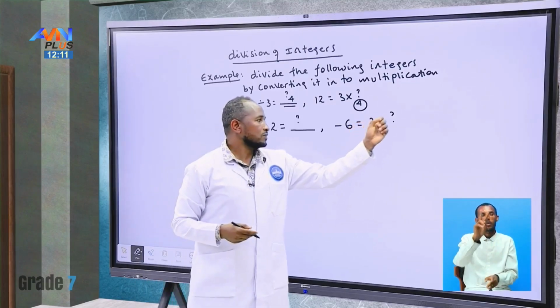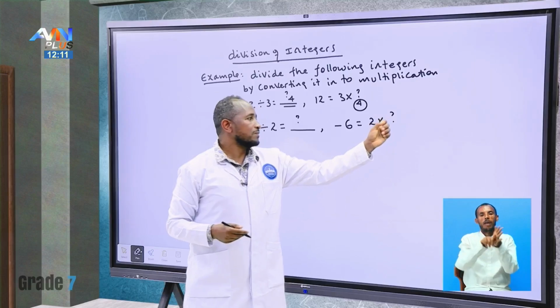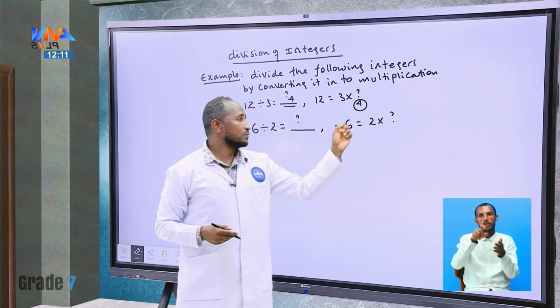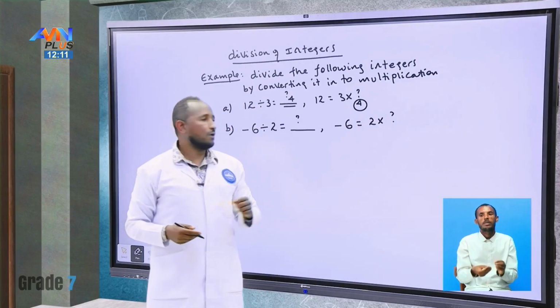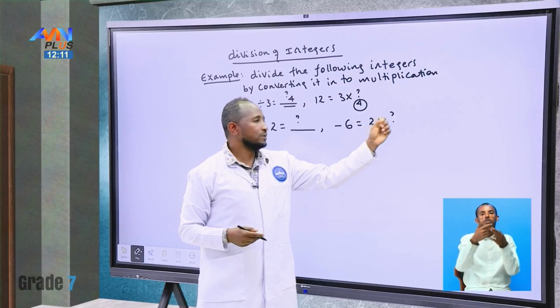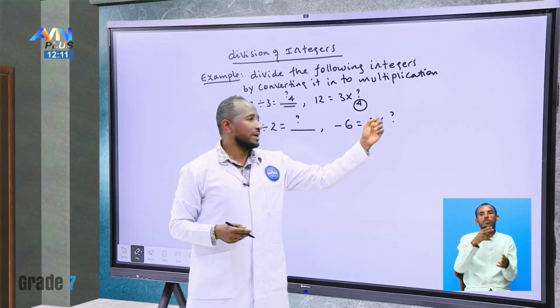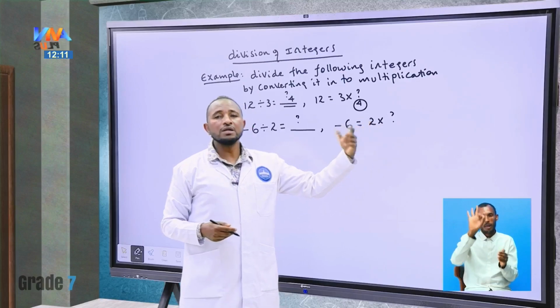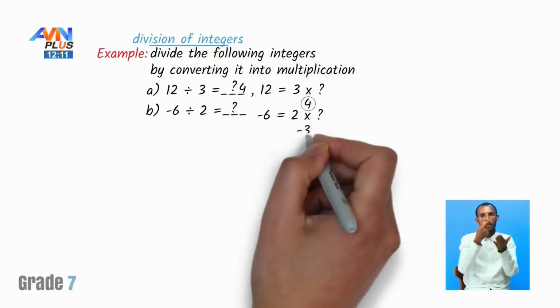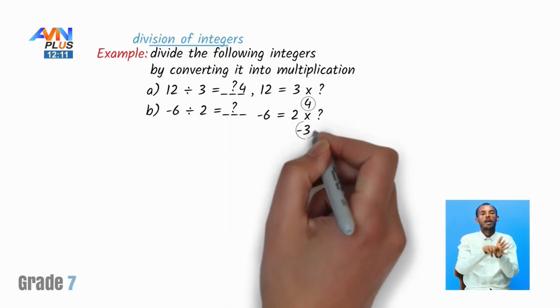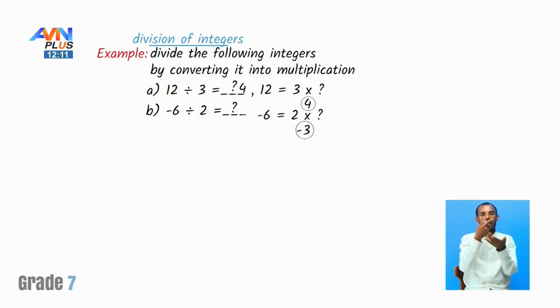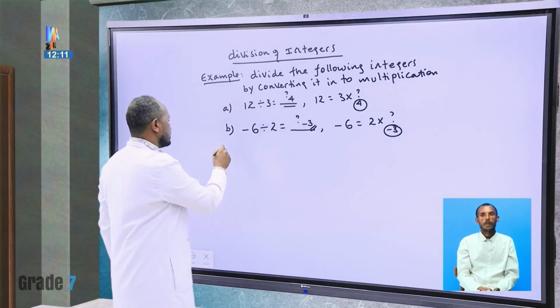Okay, 2 times a certain negative number. This must be a negative number to get the product negative. Therefore, when you multiply 2 by negative 2, you get minus 4. When you multiply 2 by negative 3, you get negative 6. So the number here must be negative 3. Therefore, the answer here is negative 3. Let's proceed.